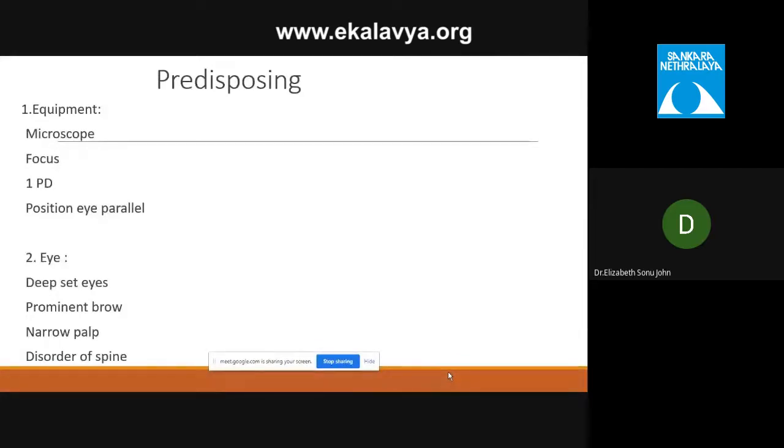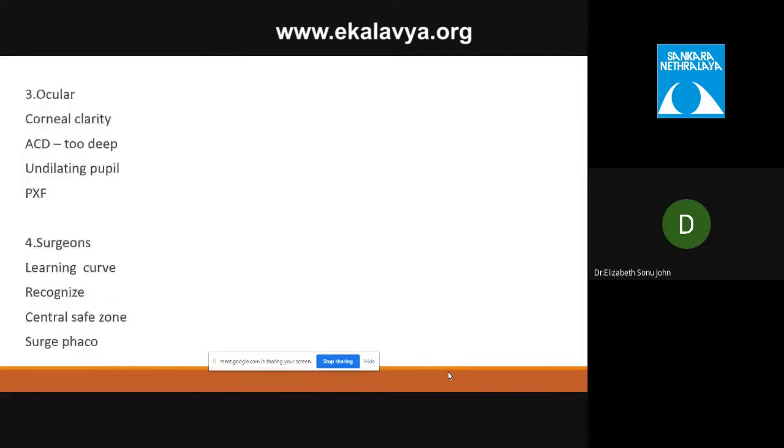Second is eyes. Eyes which are deep set, with a prominent brow or a narrow palpebral fissure, are difficult cases. As an initial surgeon, it is best to avoid these kinds of eyes. And in case you have to operate, it's good to do a superotemporal or a temporal incision in a deep set eye or a prominent brow. Also, disorders of the spine where the patient can't lie down make having a complication difficult to manage.